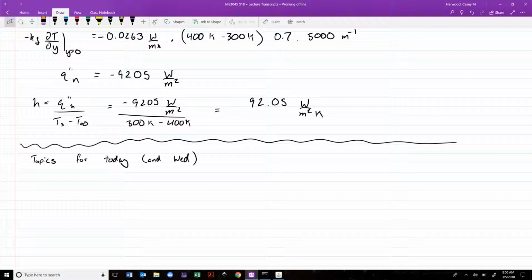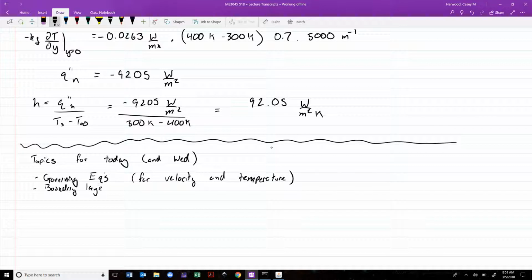the governing equations for boundary layer flows, that is, the equations that govern the fluid motion and the temperature distributions in a fluid flowing past a surface. So, governing equations, both for velocity and temperature. And I want to discuss boundary layer types, that is, laminar versus turbulent, and what that means to us in heat transfer.